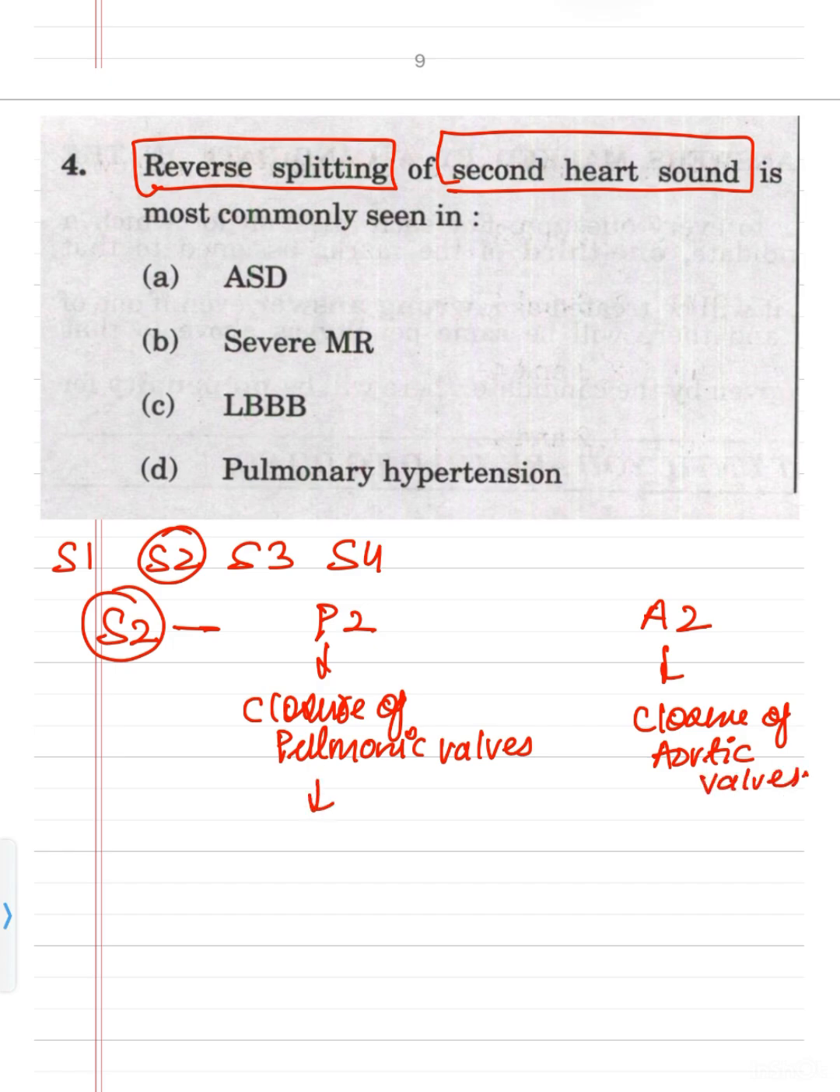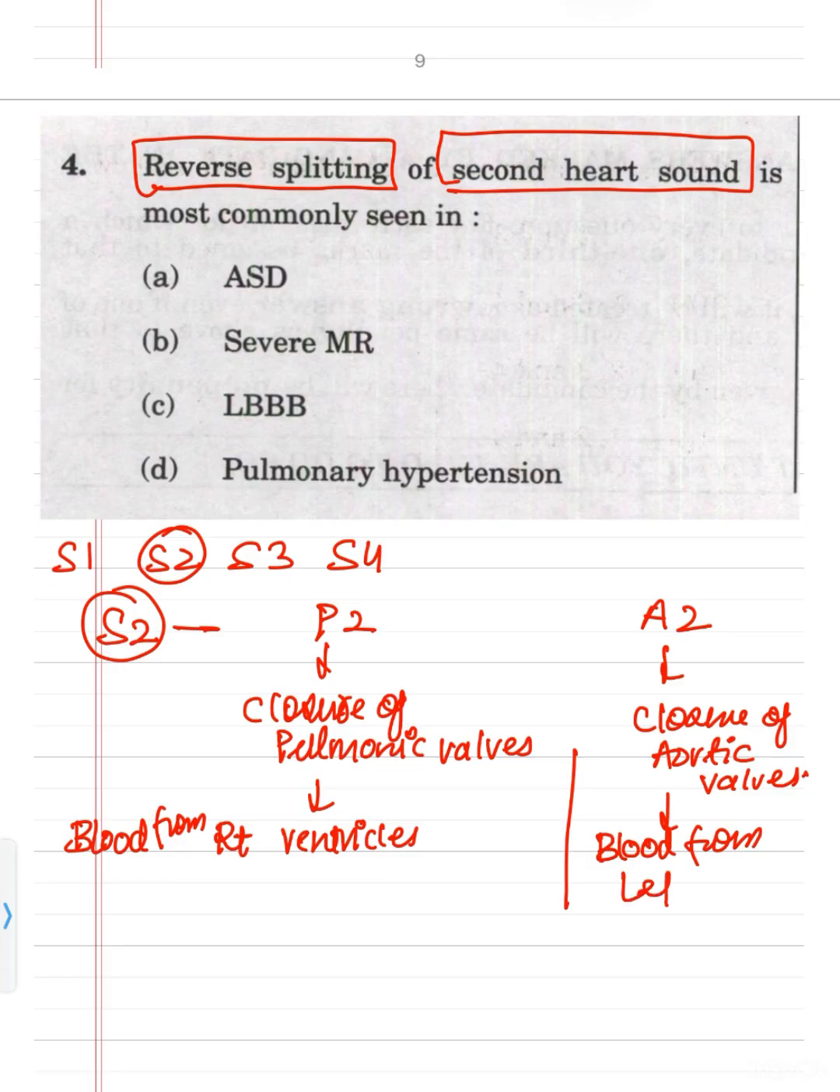When will closure of the pulmonic valves take place? When the blood from the right ventricle is finished, whatever it has to push has been pushed. Now closure of the aortic valve occurs when the blood from the left ventricle has been pushed out. So this is the concept of P2 and A2.